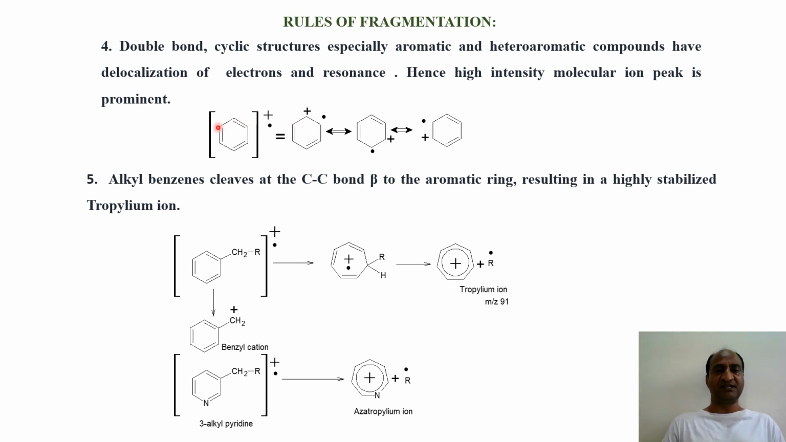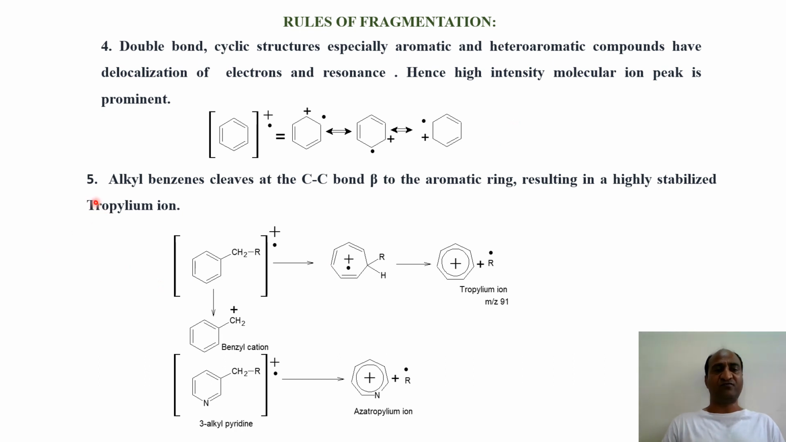For example, if we take a benzene, when it is ionized, it will form a molecular ion plus dot. This plus dot charge can be delocalized in the alternate double bonds of this benzene ring. So first case plus dot in this position, second case in this position, third case in this position. So altogether there are 3 resonance structures possible for this benzene. So the stability of this benzene compound is increased. Hence in aromatic, heteroaromatic and double bond compounds, due to the resonance as well as the delocalization of electrons, a prominent molecular ion peak is observed.